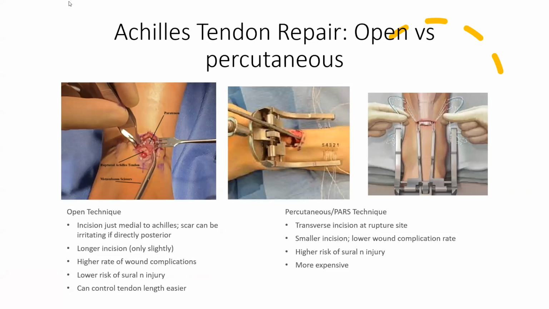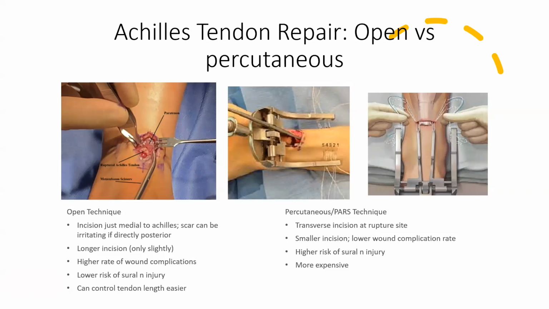This is a slightly longer incision than that of the minimally invasive technique. With a longer incision, you're typically going to have a slightly higher rate of wound complications, but it's not significantly higher. But there is a lower rate of a sural nerve or nerve-related injury. And you can control the tendon length a little bit easier, so I can fix the tendon in a tighter, stronger position with the open method.